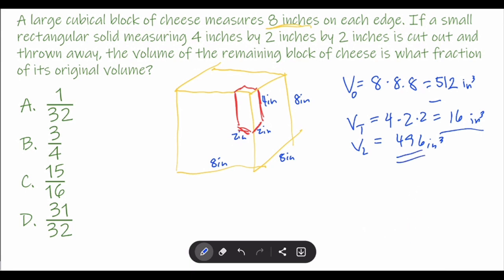And the problem is, what fraction is the one left from the original? If you say what fraction it is, it will be like this: volume of what's left over volume of the original, which is 496 over 512, and then you are going to reduce it.